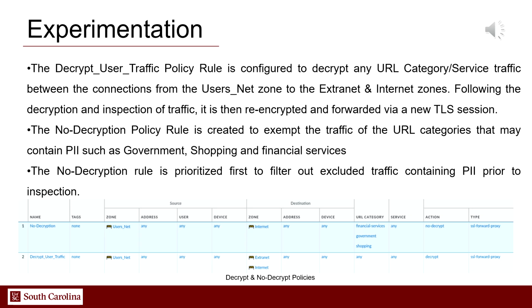The no decryption policy rule is created to exempt the traffic of the URL categories that may contain PII, such as government, shopping, and financial services. The no decryption rule is prioritized first to filter out excluded traffic containing PII prior to inspection.